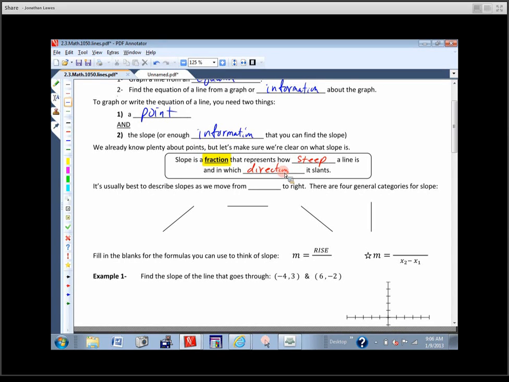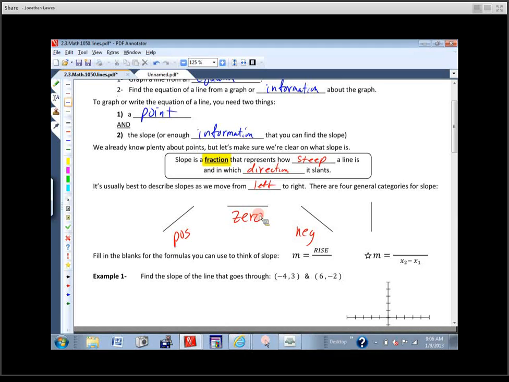So there are 4 categories here, and it's usually best if we describe them by thinking about how we move from left to right. So if I'm going up from left to right, this is called a positive slope. If I'm going down from left to right, this is called a negative slope. What's in between positive and negative numbers? 0. So this is 0 for a slope.